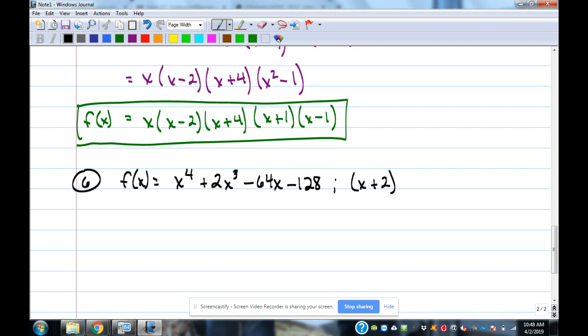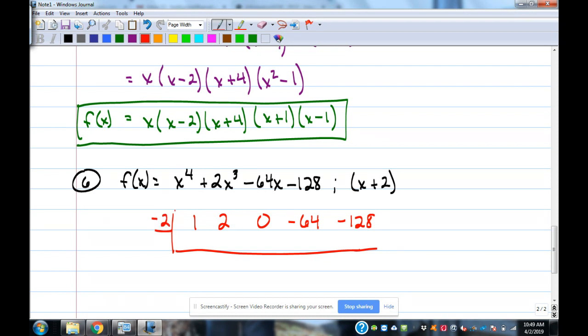Is there a GCF on that original problem? No. So I'm going to jump to the synthetic division. 1, 2, 0, negative 64, negative 128. Why did I put a 0 in there? Yeah, we're missing the x squared term, so you've got to have a representative from the 4th power down. What goes on the shelf?